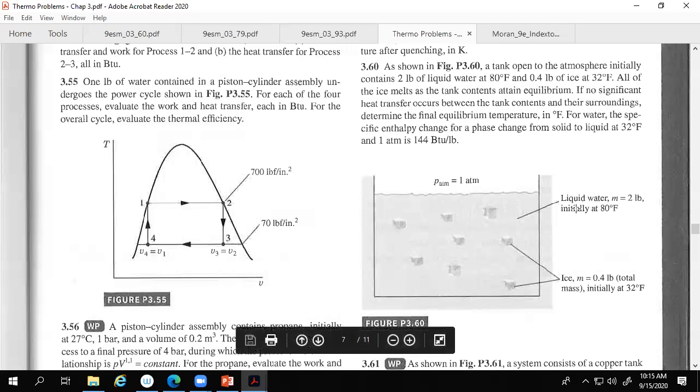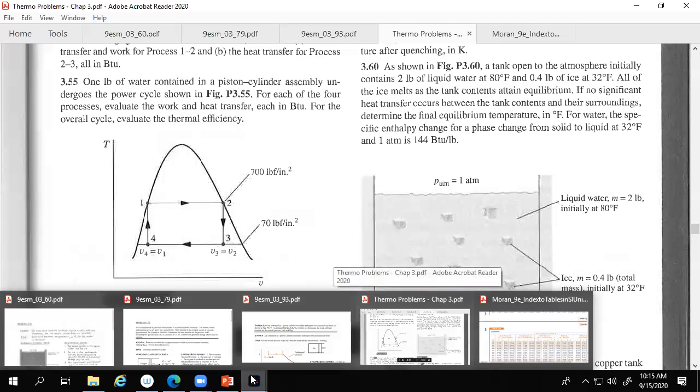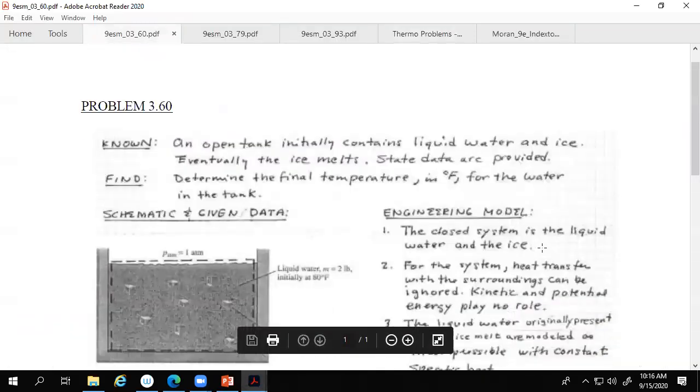Okay, so we've got 2 pounds of water at 80 degrees Fahrenheit and 4/10 of a pound of ice at 32, mixed together. We're going to dump them together, with no other heat transfer, and we're going to see what the final temperature of this water is going to be when it all melts and all that good stuff.